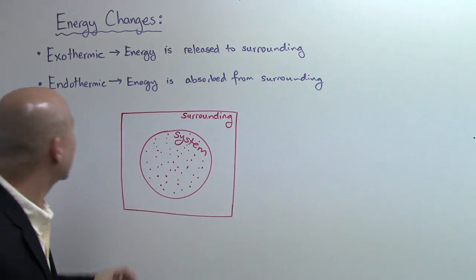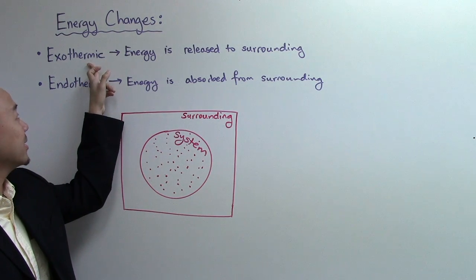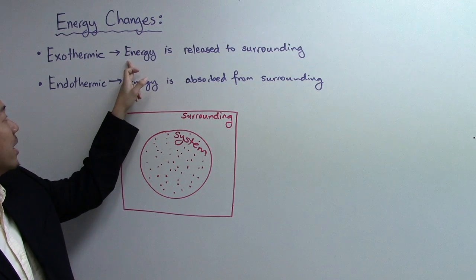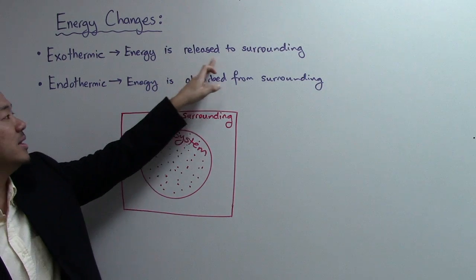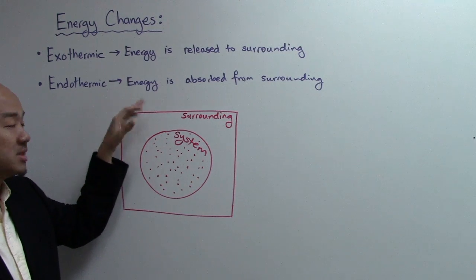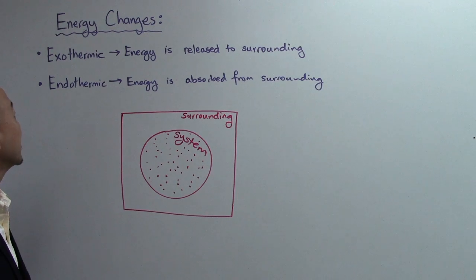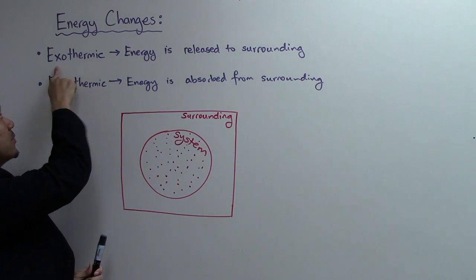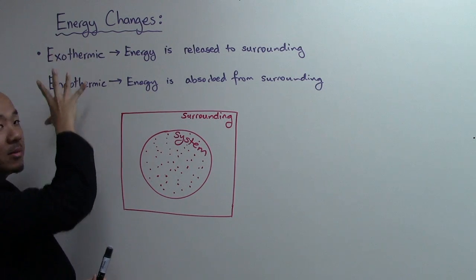Now, everyone knows that exothermic, alright, refers to any reaction or process where energy, usually heat energy, is being released to the surrounding. And endothermic is the opposite, where energy is absorbed from the surrounding. Now, the word exothermic comes from the word expel, E-X-P-E-L. Alright, so that's something you can memorize.